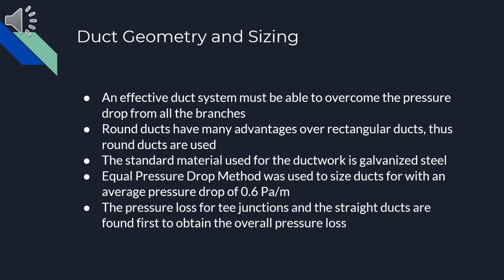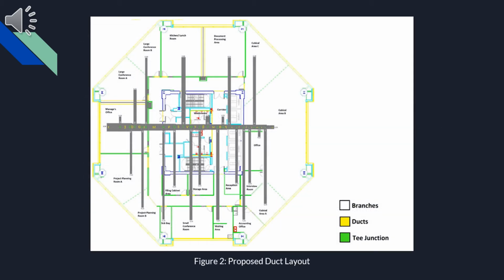The equal pressure drop method was used to size the ducts, with an average pressure drop of 0.6 pascals per meter. The pressure loss for the T-joints and straight ducts are found first to obtain the overall pressure loss. The proposed layout of the duct system is shown here.